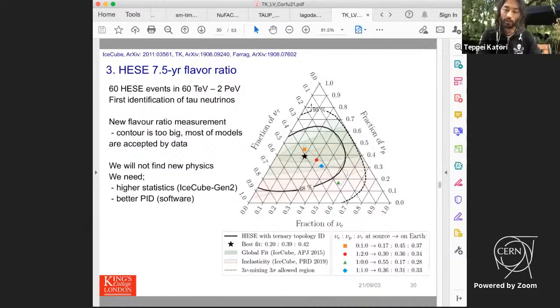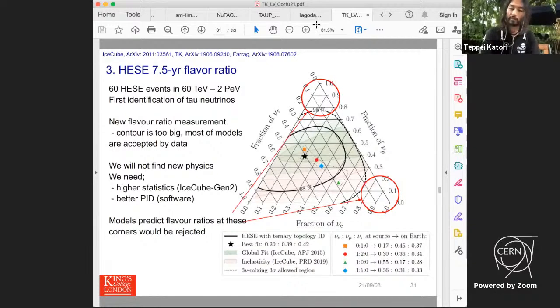What you notice is the size of the contour. This 95% contour encloses all this area, and all possible flavor ratios from the standard model are inside the contour. That means if you have a tiny deviation from the standard model, you can't really see it. Another way to say it is that the data is just consistent with everything. So we didn't see any new physics from here.